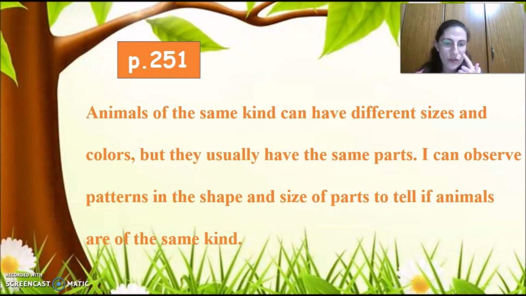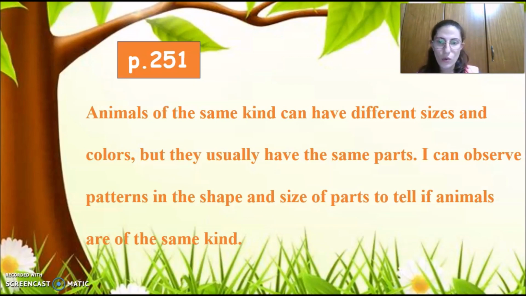So I have to observe to check if they have the same shape of the body parts, okay? But they might have different sizes. Clear? So I can observe the patterns and the shape and size of parts to tell if animals are of the same kind. So they might have different sizes but the same body parts, the same shape of the body parts. This means that both of them are the same kind of animal, but one might be a parent and the other is a young.